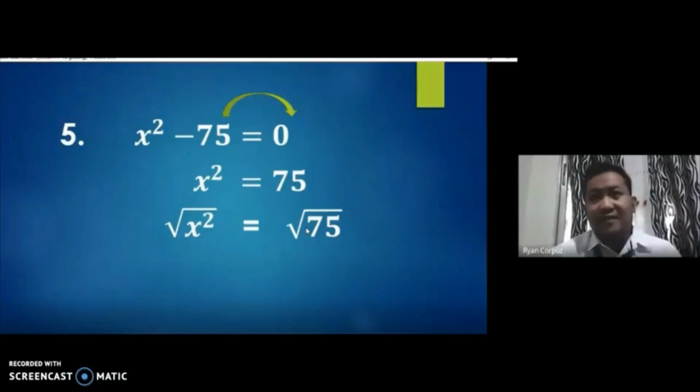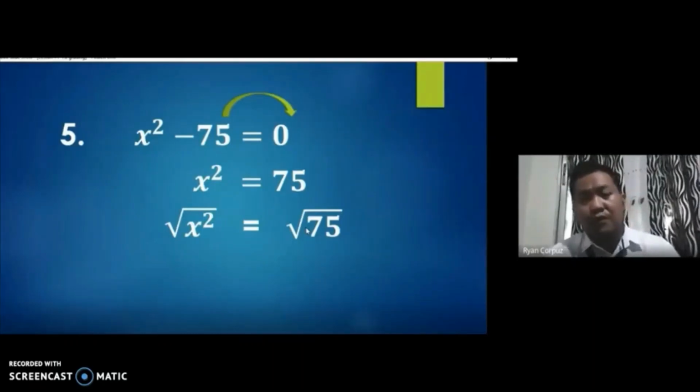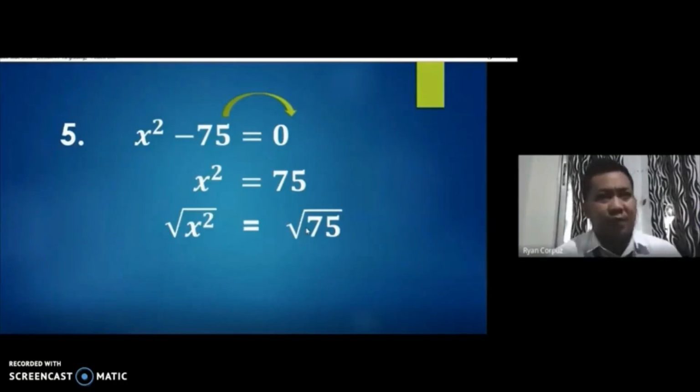But on the right side, 75 is a number wherein there's no number that when you multiply it by itself, the answer is 75. So the same way we did on number 4, we are going to factor 75 wherein one of its factors is a perfect square. What are those factors of 75? Let's say 15 times 5. Look at 15 times 5.